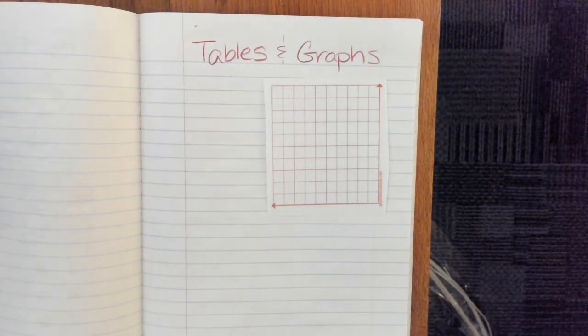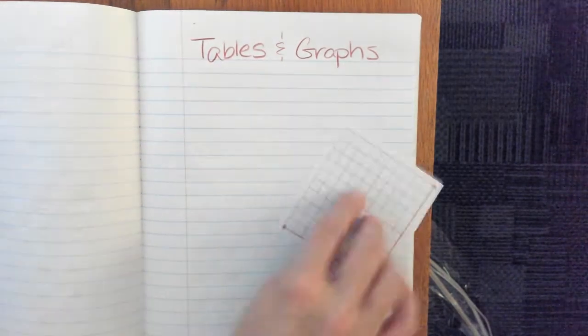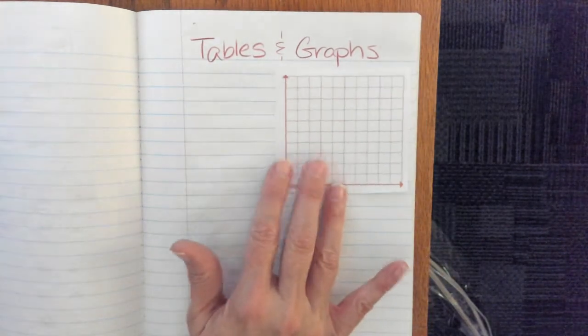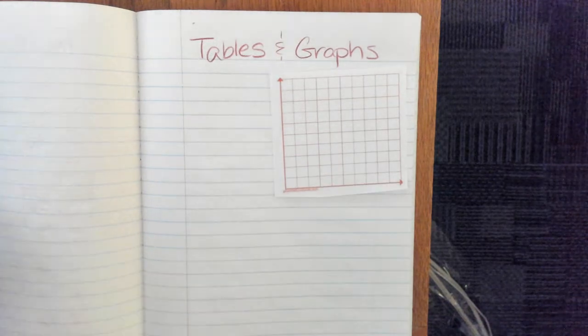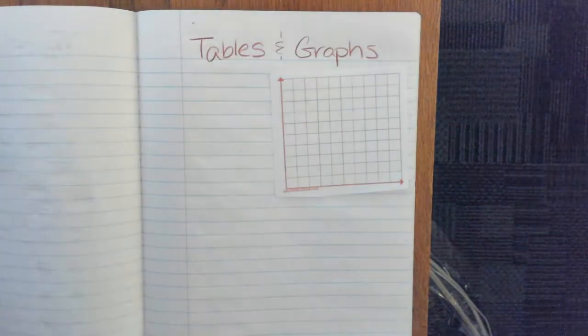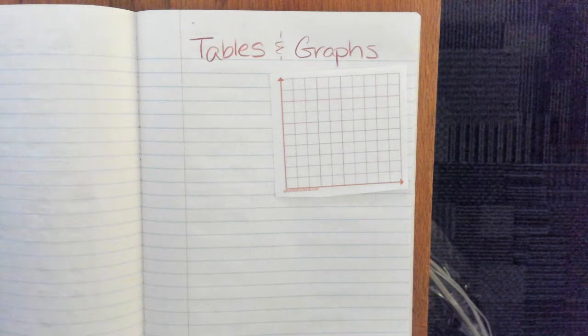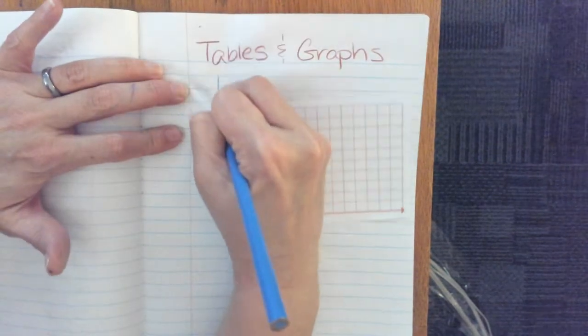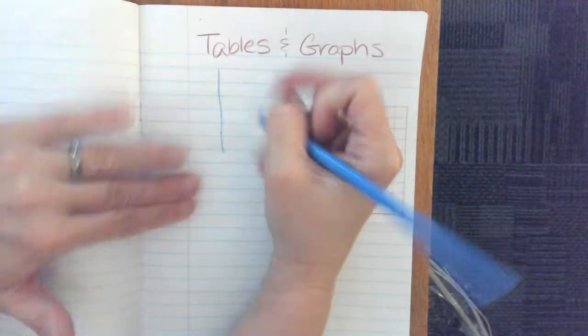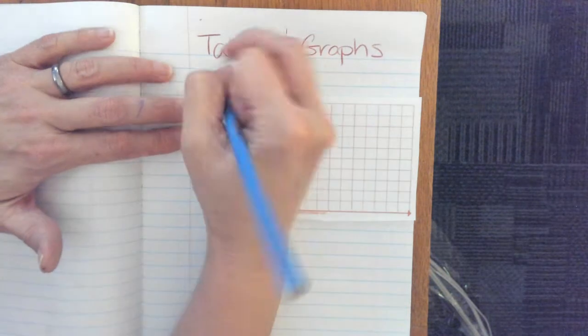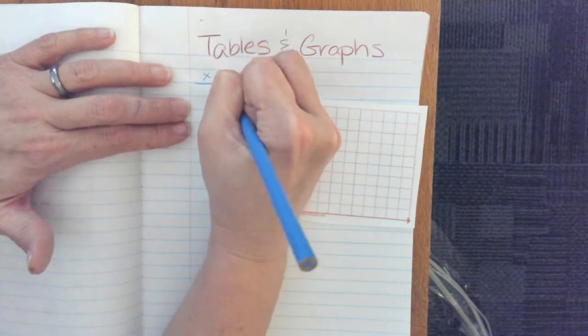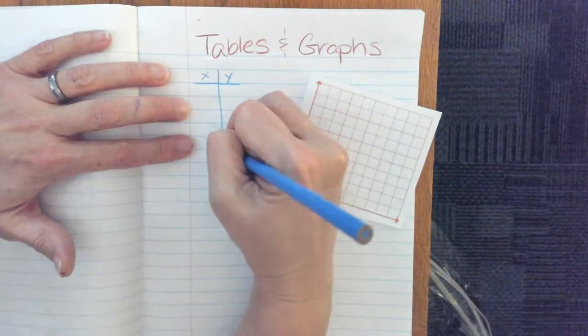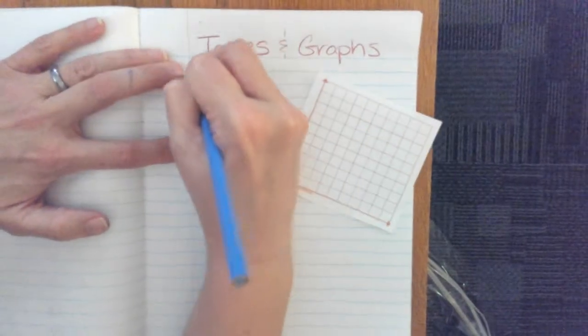So for our first one, we're going to start with the table, and then we're going to look at the graph. Okay, sorry, I need to turn it the correct way. Okay, so I'm going to make my table, and in my table, I'm going to just put X here and Y here. So this table, I'm just calling it X and Y.